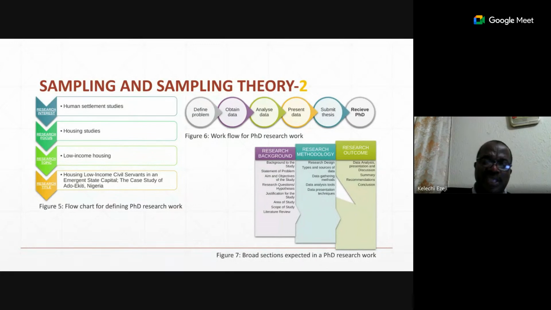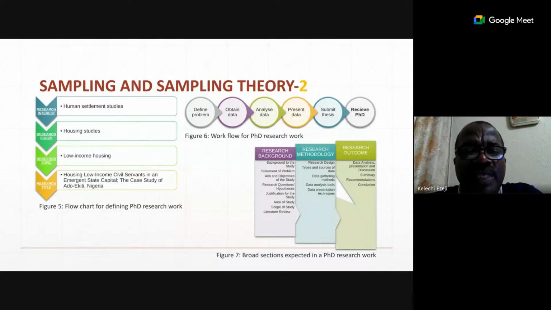Chapter 2, what other people have said about what you say you're going to do. Chapter 3, how you're going to go about doing that thing you said you will do. Describe the design, describe the data you're going to gather, describe how you're going to analyze it, describe how you're going to present it.